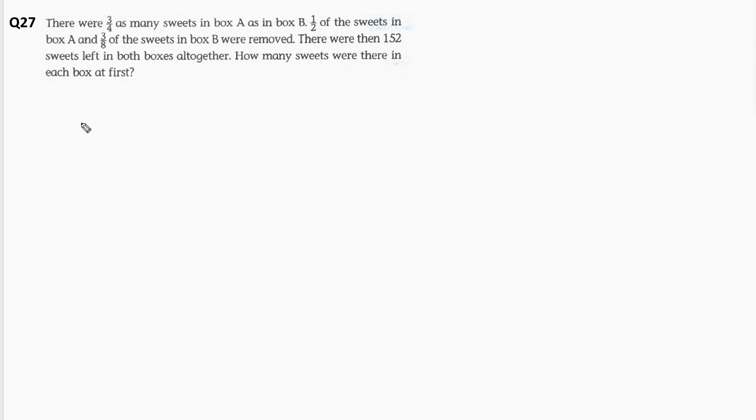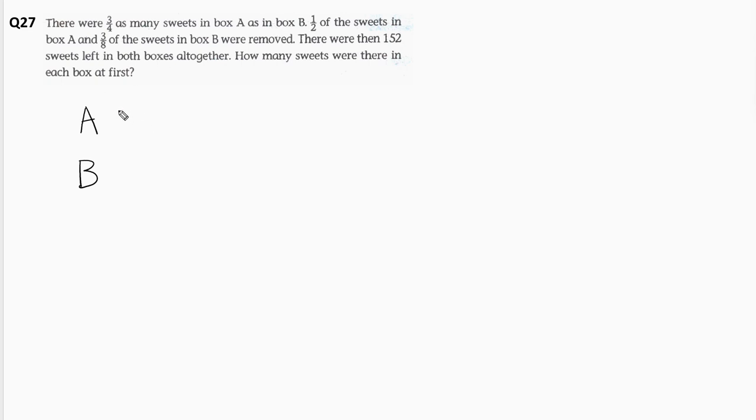Okay, so we've got a box A and we've got a box B. And what are we told? That there were 3/4 as many sweets in box A as in box B. Now, what that's telling us is that box B is split into quarters, and that box A has the equivalent of 3 of those quarters.